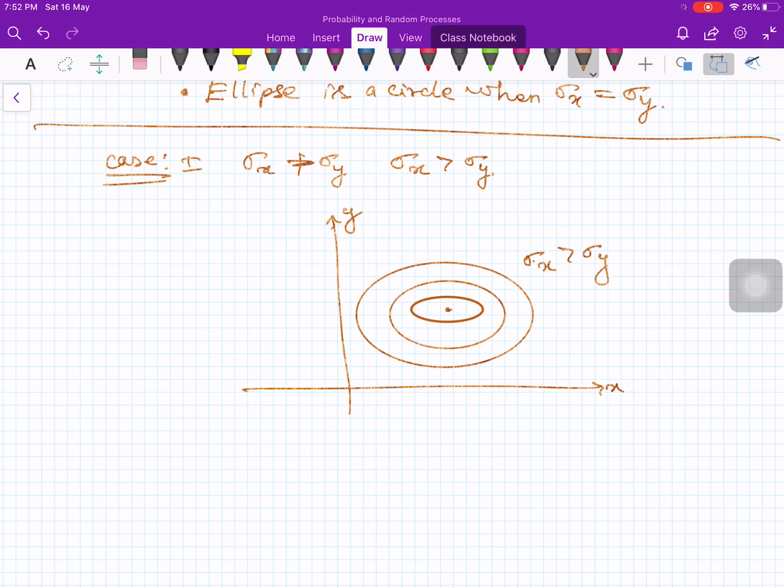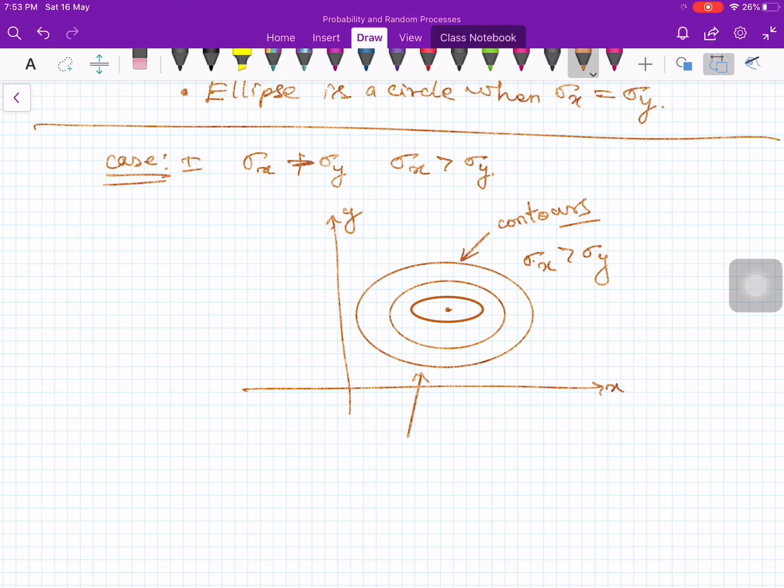In this case the sigmas are different. Sigma x is not equal to sigma y. The standard deviation of x is not equal to the standard deviation of y. Therefore you are going to get an ellipse of this kind, and that has contours of this kind. This is called contours. For different values of x and y, you'll get different contours of this kind. So if I have contours of this kind, then that corresponds to what? Sigma x being bigger than sigma y, or vice versa.